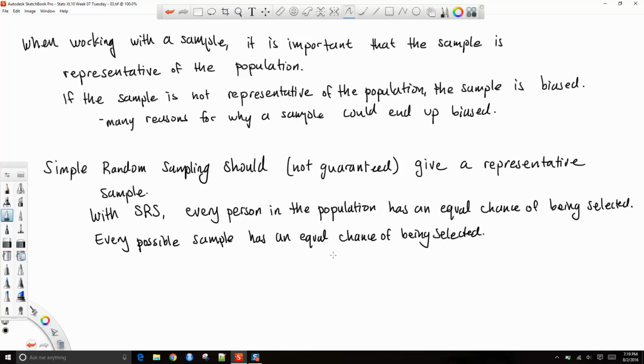So the way a simple random sample works is that you have a sampling frame, okay? To do simple random sampling, we begin with a sampling frame. The sampling frame is ideally a list of everyone in the population.